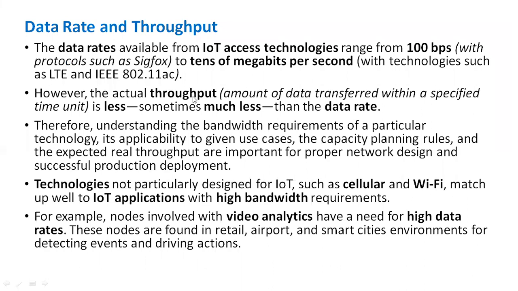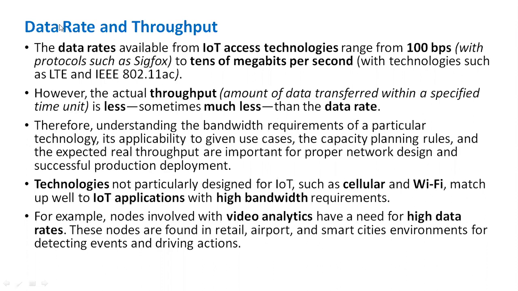Our actual throughput means what? The data rate is the capacity of a media. It may be wired or it may be wireless. Okay. What do you mean by throughput? Throughput is the actual output that you are getting. Okay, so it is the amount of data transferred within a specified time unit.